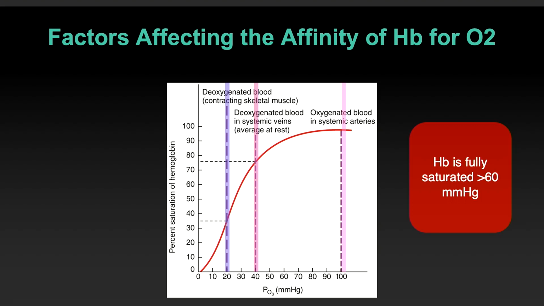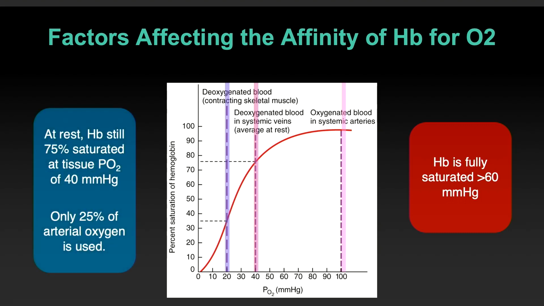So hemoglobin is fully saturated if we are at least at 60 millimeters of mercury. If you're interested, you could back calculate what atmospheric pressure that would be, knowing that the percent of O2 is the same. I'm not going to do that here. And I wanted to point out to you that at rest, hemoglobin's still at least 75% saturated. You only extract 25% of the oxygen in a resting tissue, which might be, what is that, 5 to 6 milliliters of oxygen per 100 mils of blood? Not very much.